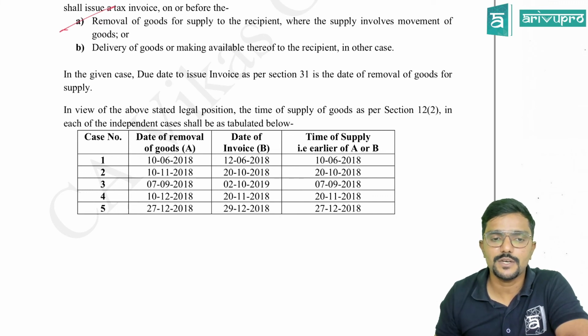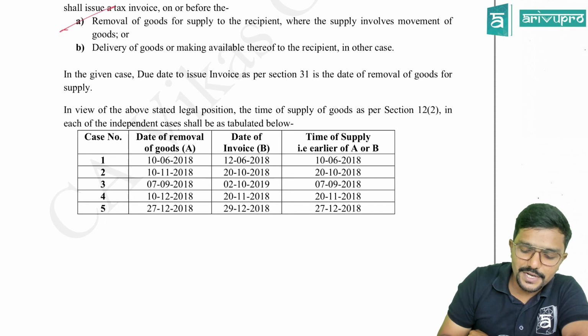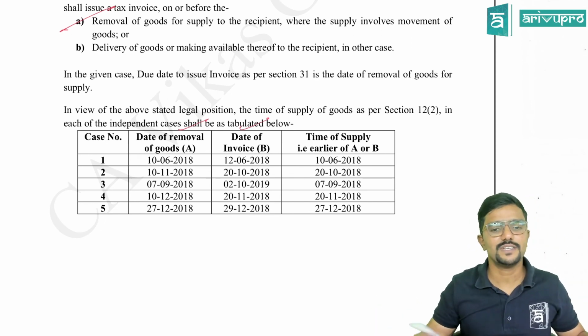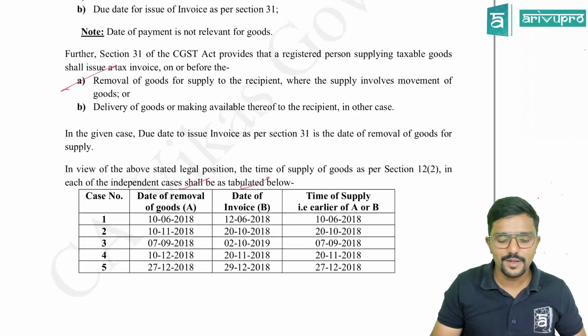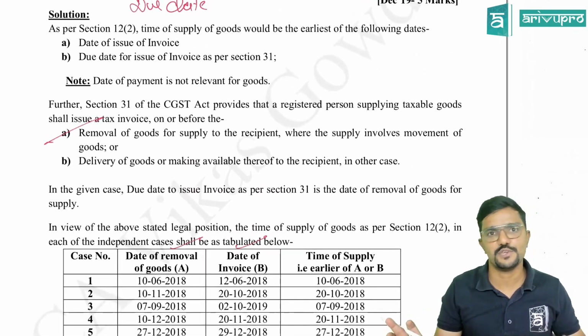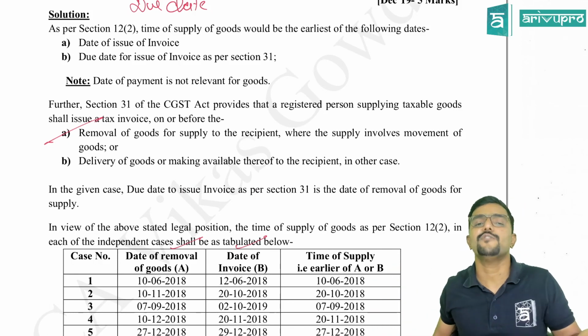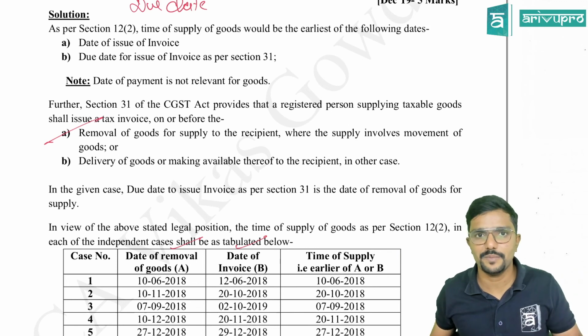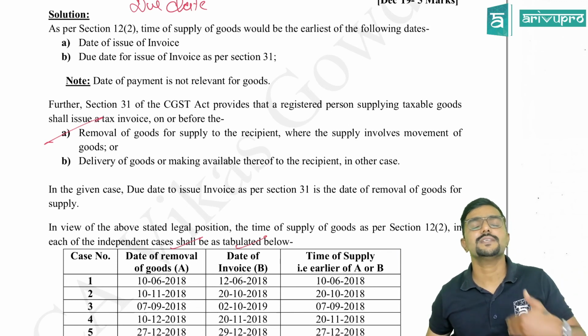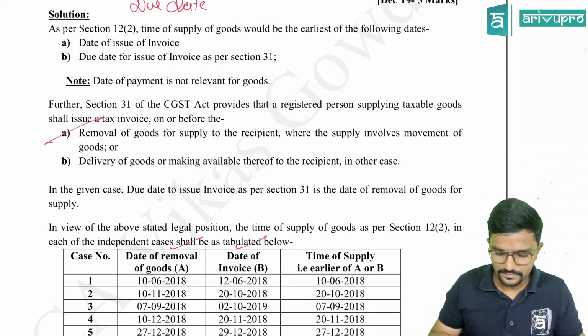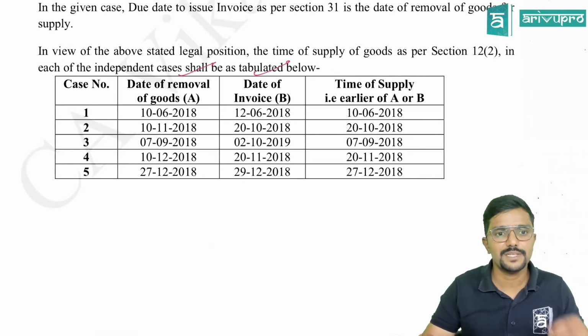In view of the above stated legal proposition, the time of supply of goods as per section 12(2) in each of the independent cases shall be as tabulated below. In the question they have given date of removal of goods and date of invoice. What should I do? Take the earlier of these 2 dates. That's all. Very simple. Answer is easy. But you should make sure that you explain the provision first, guys. Without explaining the provision, if you directly give the answer, then you will not get full marks. You will get marks because step marking will be there, but for 5 marks, you may get like 2, 2.5, maximum 3. So please make sure that you explain the provision also.